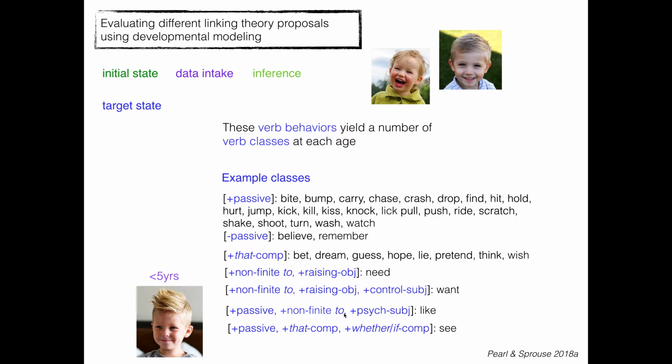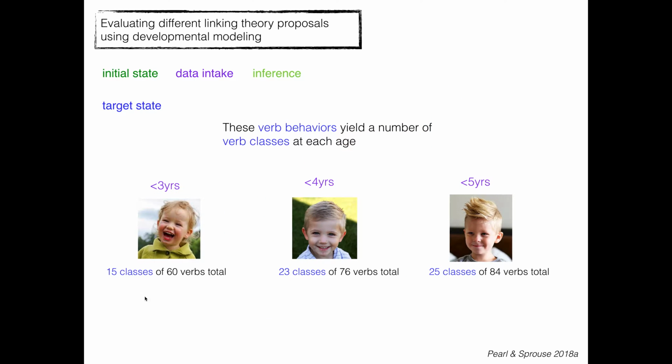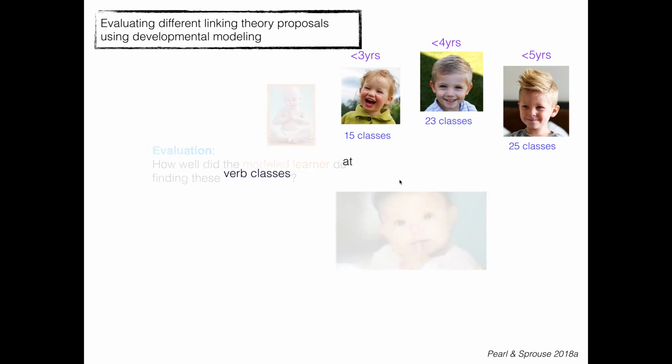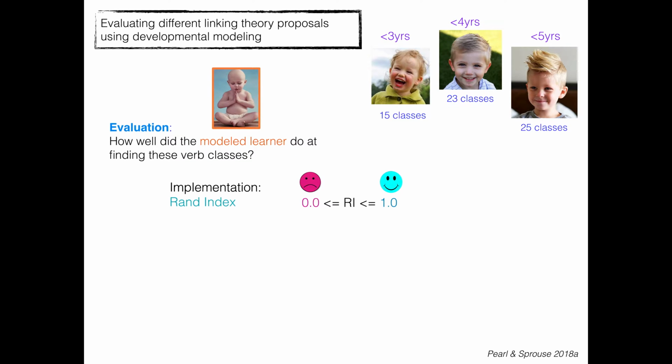So again, these are the verb classes that we're trying to learn, we're trying to match. And so it actually works out to between 15 and 25 classes of between 60 and 84 verbs total in these classes. And this is what we would like our modeled learners to match, to be able to say, ah, yes, they have learned the verb classes that real kids seem to have in English at these ages. So that's the goal. How does evaluation work? How well did our modeled learner do at finding, at inferring these verb classes? And so to do that, the implementation we use is the RAND index, RI for short.